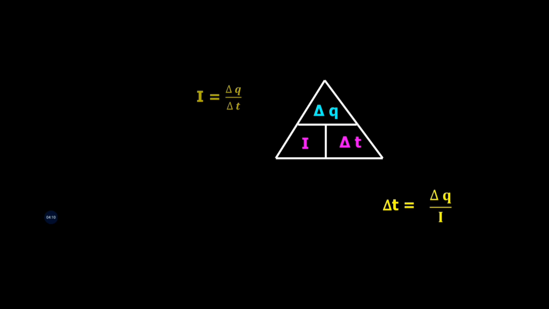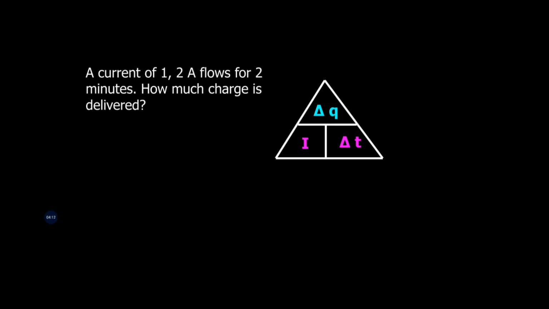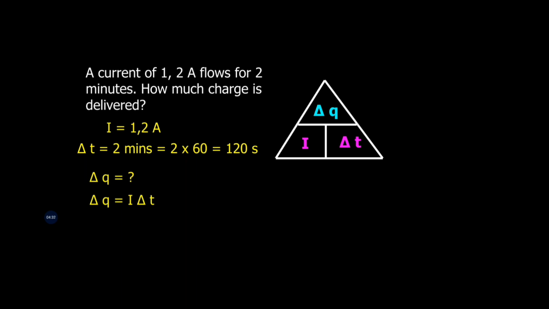A current of 1.2 amps flows for 2 minutes. How much charge is delivered? Use the formula. Delta Q is going to be equal to I times delta T. So delta Q is equal to 144 coulombs.